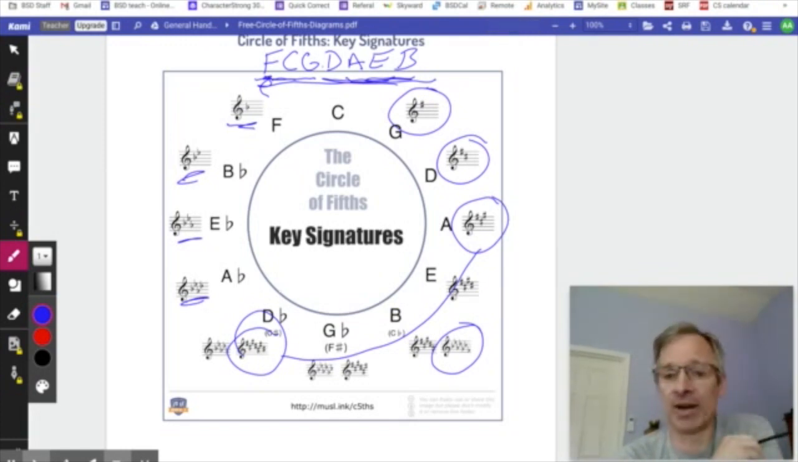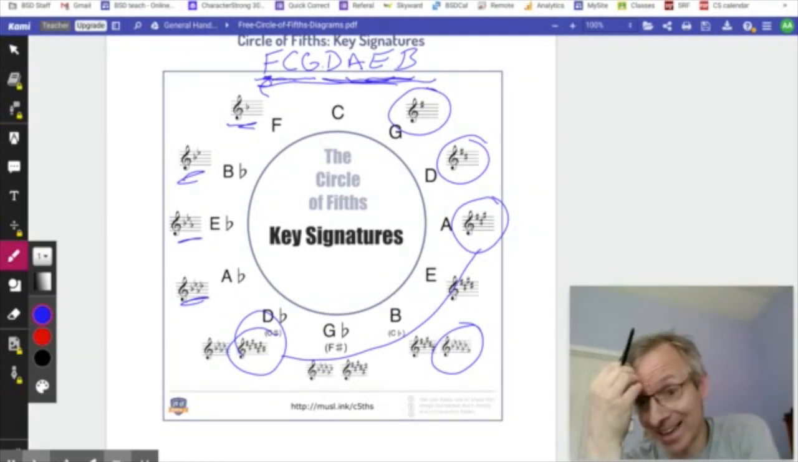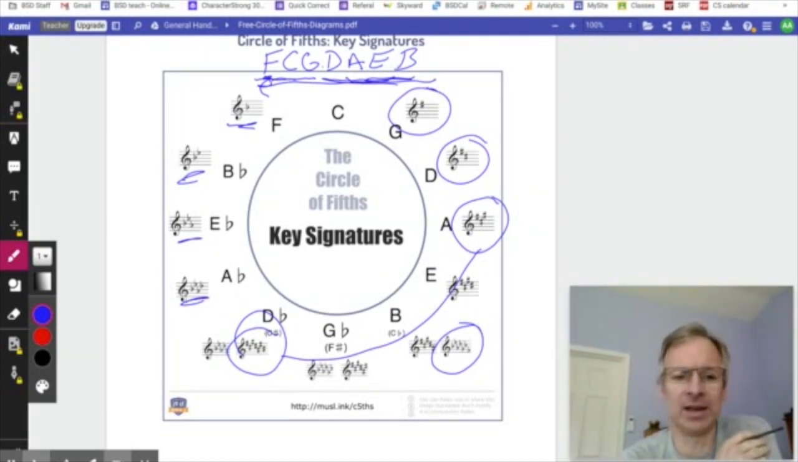So here, if I've got a circle of fifths and I know how key signatures work, I can tell you what key any piece we're playing is in. Look at the key signature of the piece, look at the key signature on the circle of fifths, and I'll know.